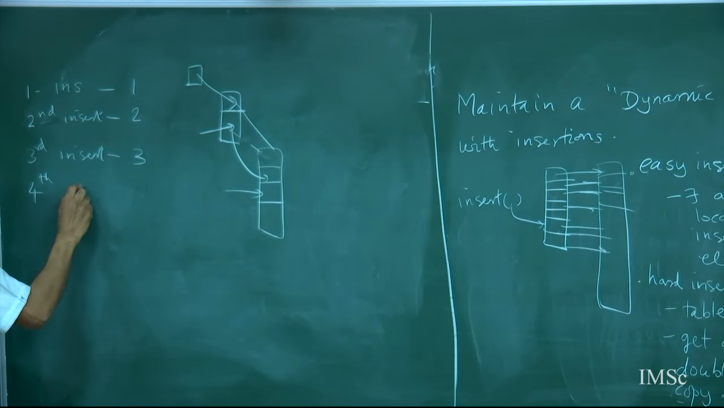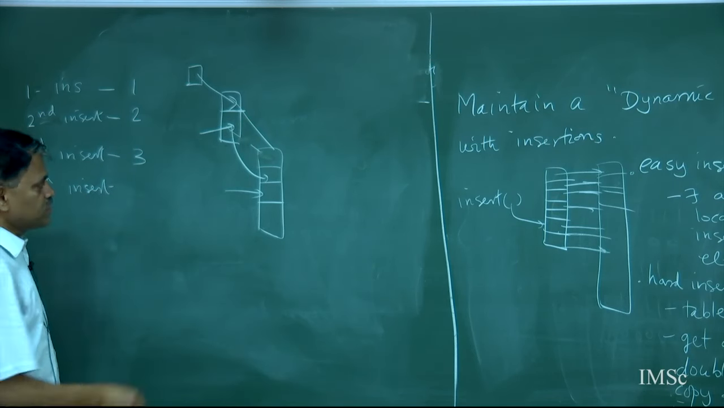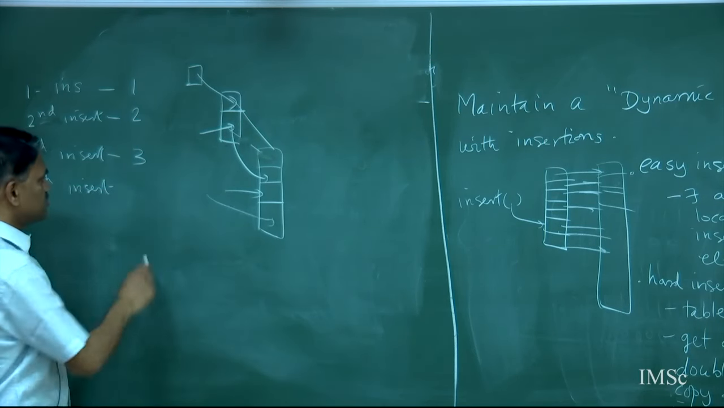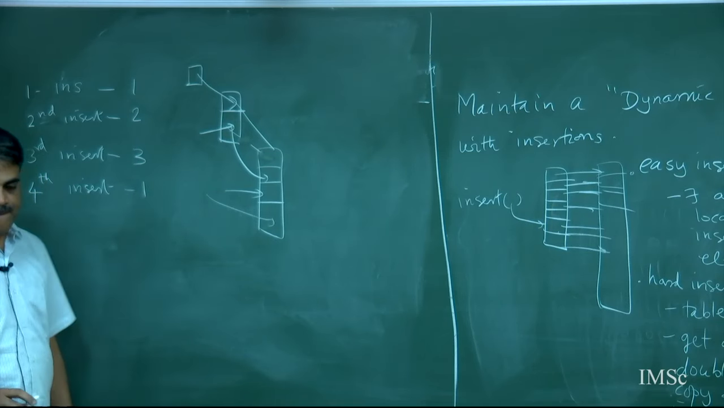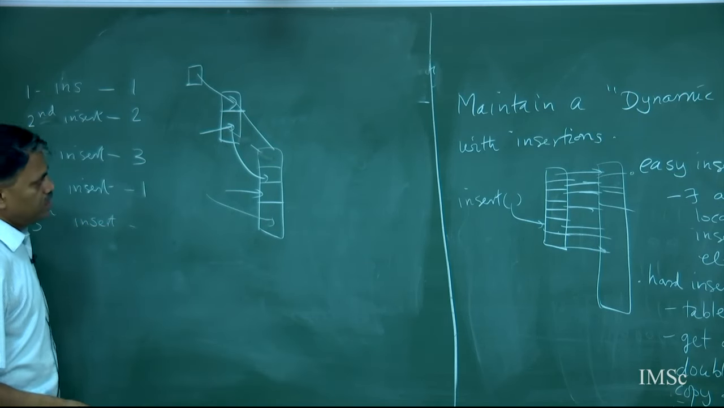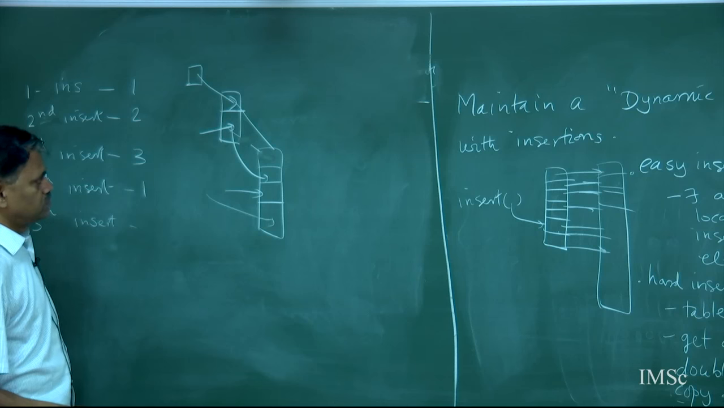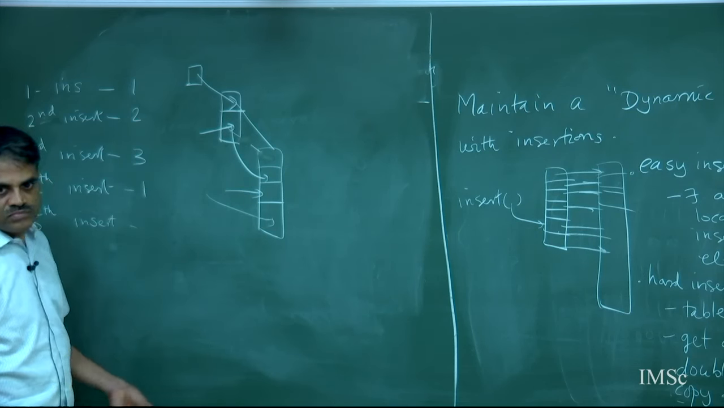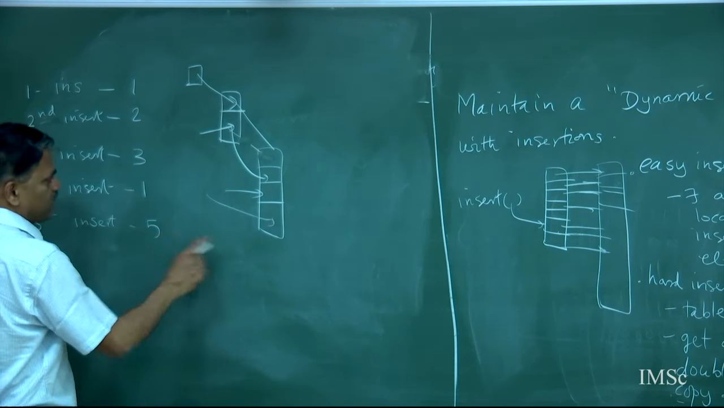Fourth insert, I'm just going to put it here, it's free. So this is 1 unit. Okay? Let's do one more and see if I can get a fifth insert. It will cost me how much time? A new table, 5. 5, right? Create a new table.